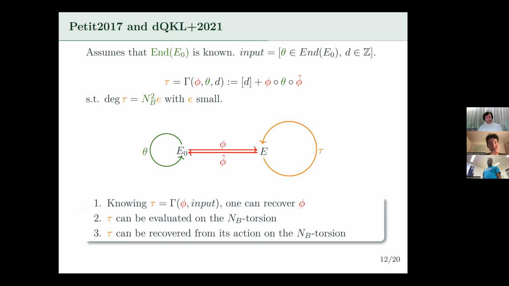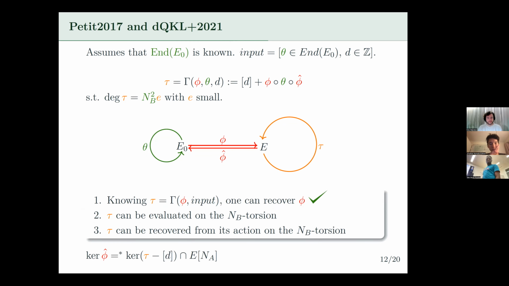Tau can be evaluated on the NB torsion, and tau can be recovered from its action on the NB torsion. So for the first point, you can just see that tau is d plus an isogeny that factors through phi dual. It means that if you do tau minus d and you evaluate it on the NA torsion, you should be able to recover the kernel of phi dual, right? Because the kernel of phi dual is included in the kernel of tau minus d.